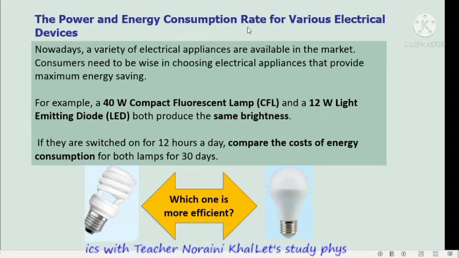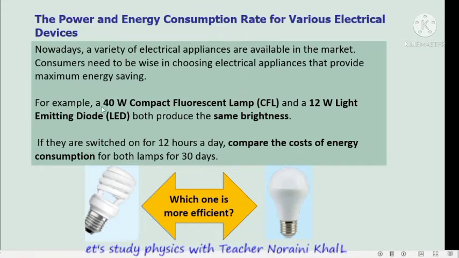The power and energy consumption rate for various electrical devices. As you know, different electrical appliances sometimes have different power ratings. So based on the power rating or the label, you must be able to choose which one is more efficient to use. Nowadays a variety of electrical appliances are available in the market. Consumers need to be wise in choosing electrical appliances that provide maximum energy saving. So we always talk about energy saving. At the same time, we can save money.